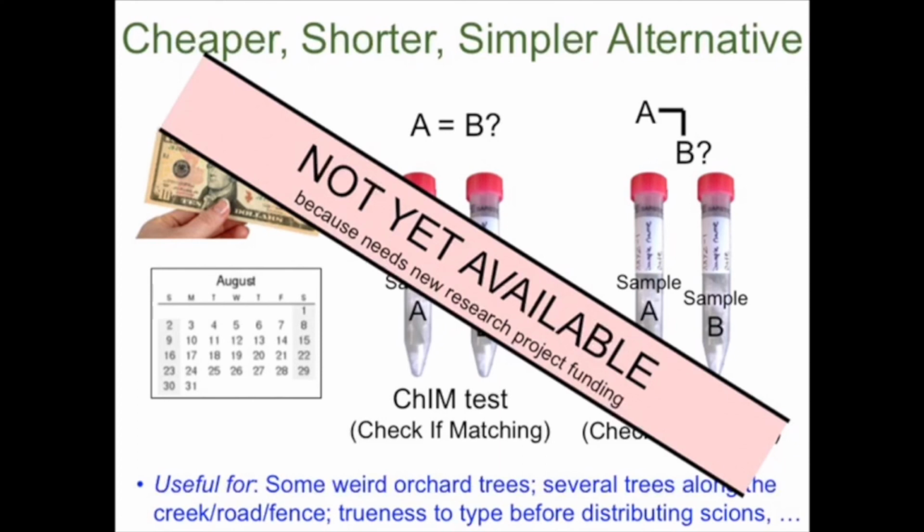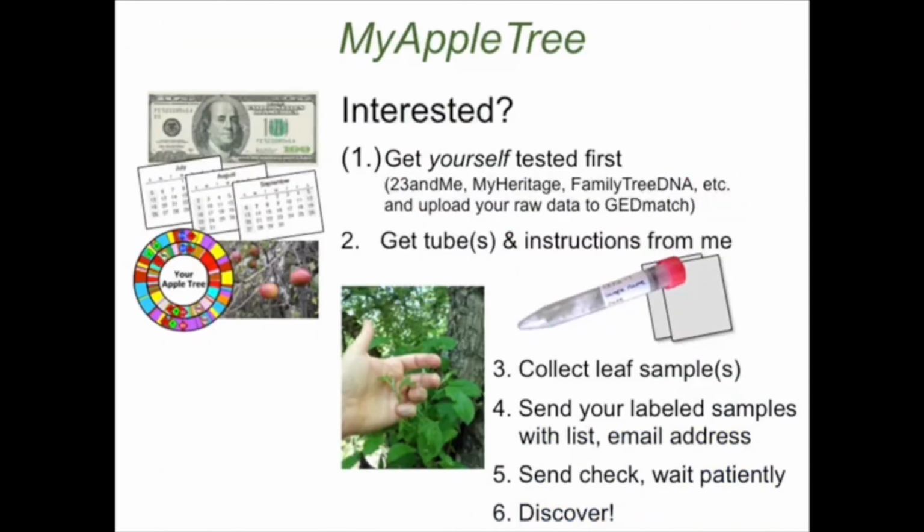So if you're interested in getting your stuff done, then I'd say first of all get yourself tested with one of the companies, because it's so much easier to understand all the rest when you really feel it. I really got all these ideas from doing the human stuff. Get the tubes and instructions from me. I've brought both of those now. Otherwise, you can contact me. Collect your leaf sample, send it in, send your check, wait patiently, and then discover what you have. And that is the end of my talk.